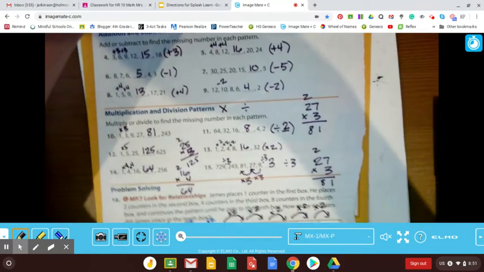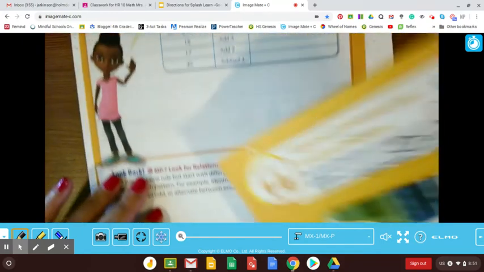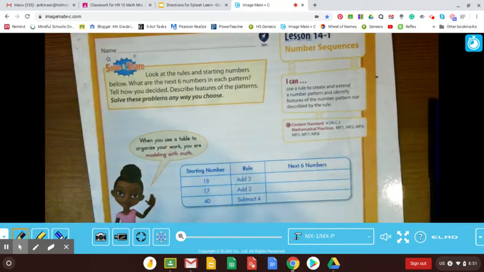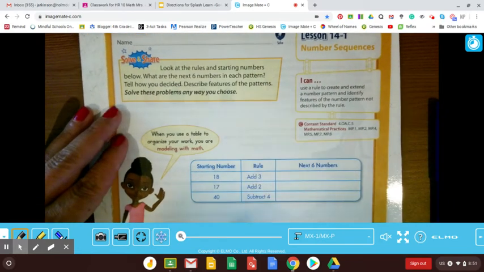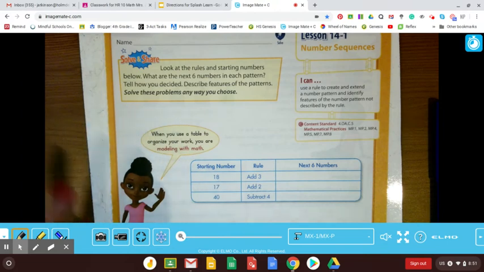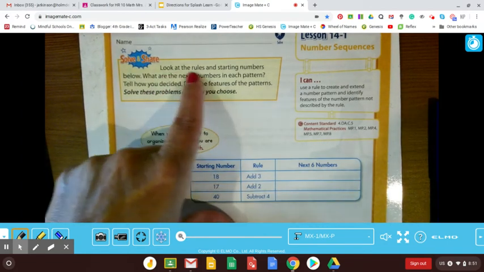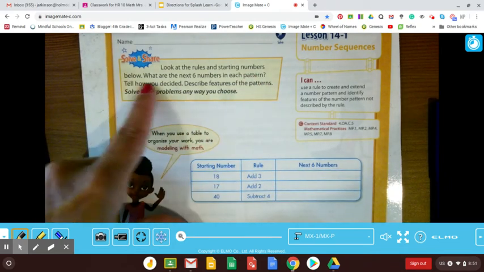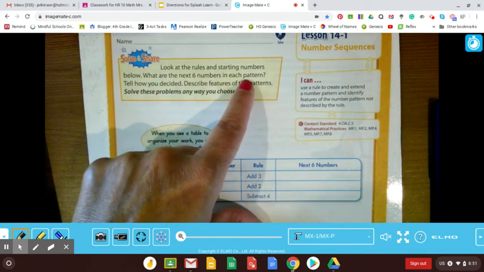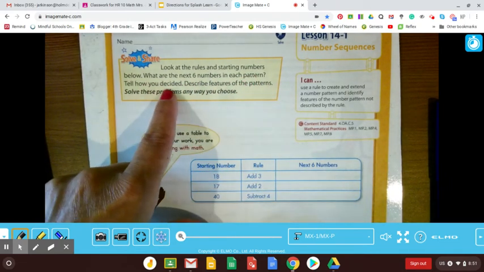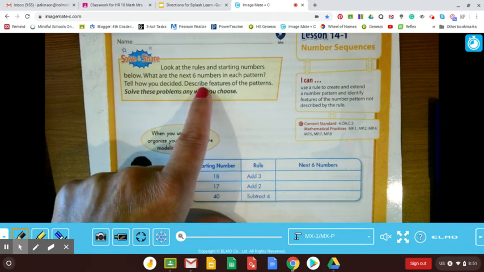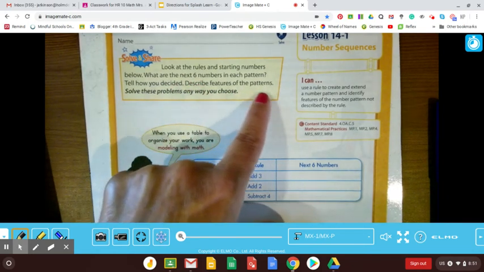This topic is meaty, so we need to keep going, guys, but I think it's going to be smooth sailing from here. All right, we're going to do the solve and share together really quickly. Here's what you need to do. Look at the rules and starting numbers below. What are the next 6 numbers in each pattern? Tell how you decided. This is the part that's really important. Describe features of the patterns.